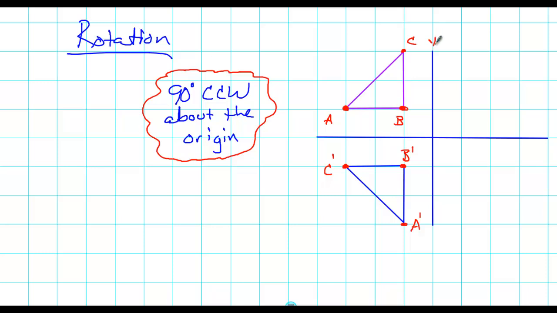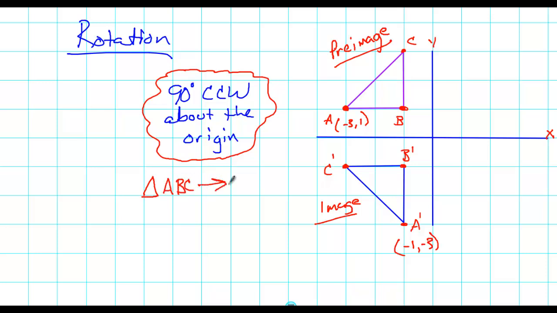Don't forget this was our y-axis, this was our x-axis. Let's take a look at what happened here. Our pre-image, we're just going to start with point A. Our pre-image point A was the point -3, 1. Our image, A prime, was the point -1, -3. So we can say that triangle ABC turned into, or was mapped onto, triangle A prime, B prime, C prime.